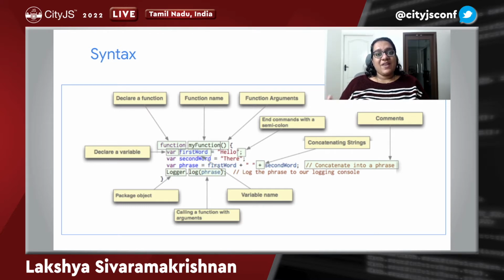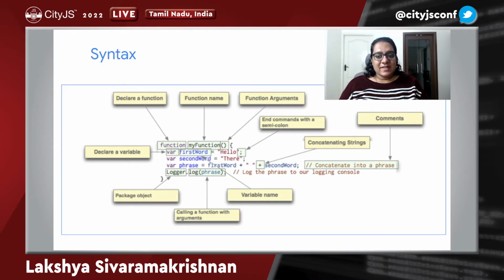We use the keyword var to declare a variable, and that is followed by a variable name. In this case, it is first word, second word, phrase, etc. We have to ensure that we end commands with a semicolon. We can also use the plus operator, as you can see here, to concatenate phrases. Logger here is a package object, a library that can be used when we want to log certain arguments or certain variables into the execution log. We can also with 2 forward slashes comment any command in JavaScript.